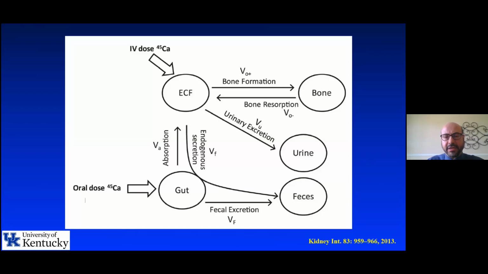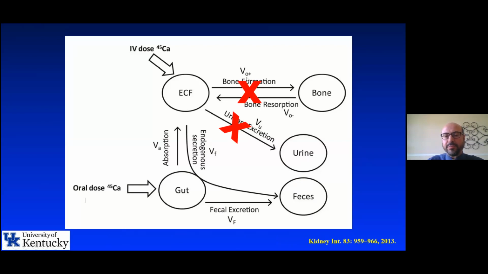Very good. This is a very nice study. They gave radioactive calcium, the 45, and they traced the calcium excretion in the gut, in the urine, and in the bone to see how much we utilize from each. Just to make it simple, if we have an end-stage kidney disease patient who doesn't make urine, whatever the 150 milligram is not going to be excreted in the urine.